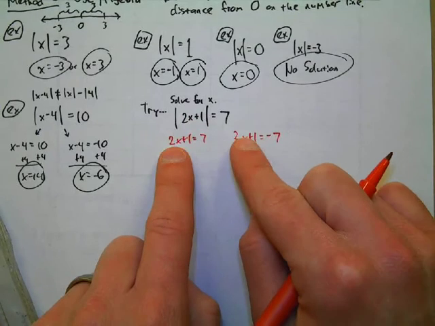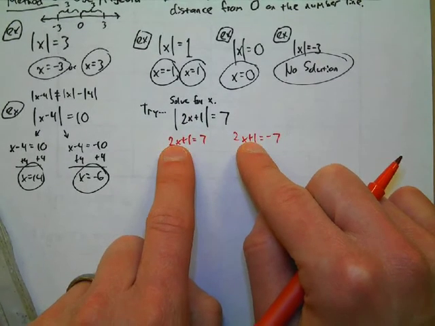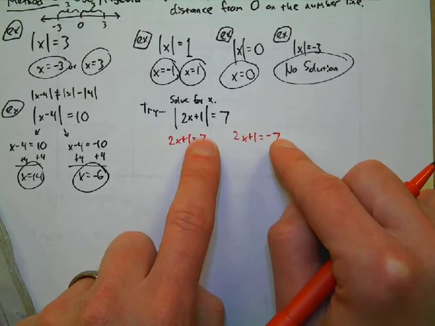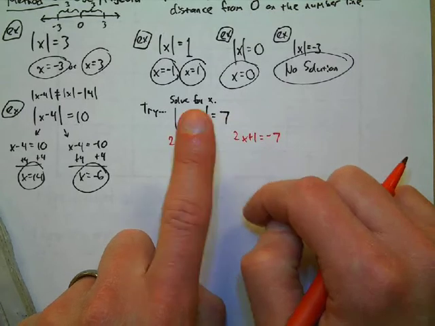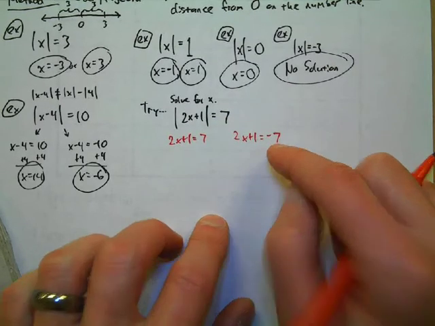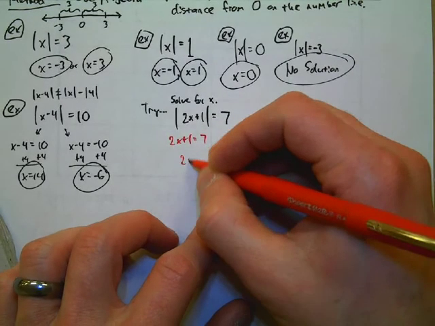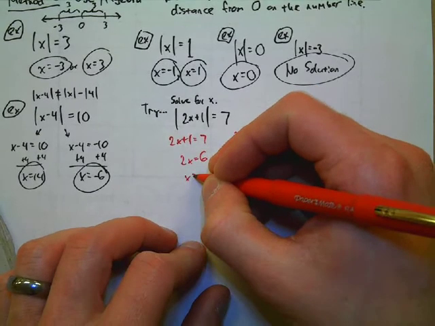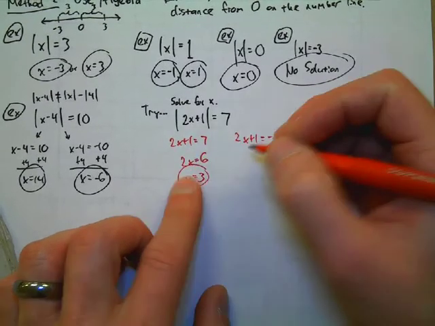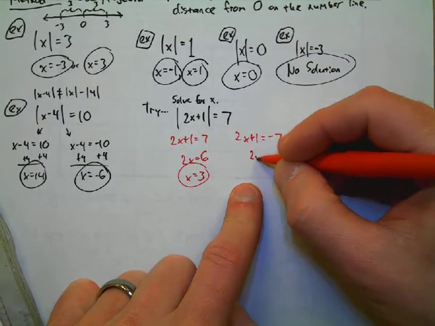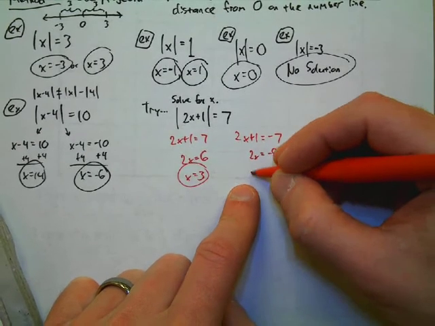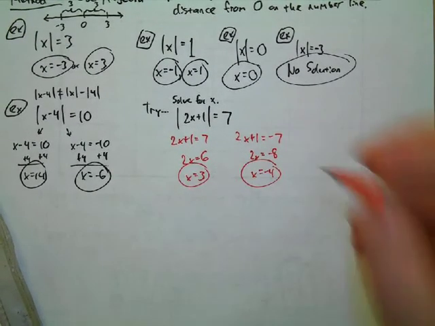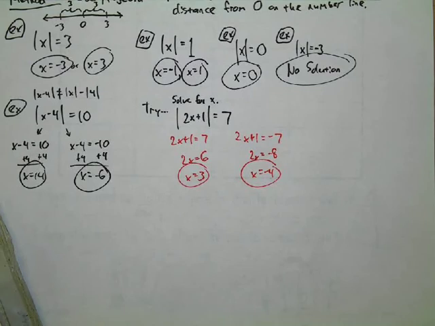So the quantities stay the same. It's where it's going to be located. So 7 units away from 0 can be positive 7 or negative 7. And so we just solve. We get 2x equals 6, and so x is equal to positive 3 if I divide both sides by 2. And here I get 2x equals negative 8 when I subtract 1 on both sides, and so x is negative 4. Okay, and there are 2 solutions. Did anyone try graphing this?